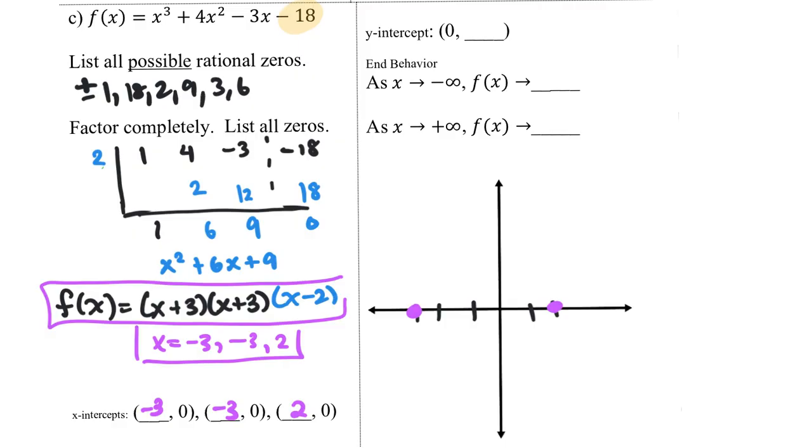Okay, what's my y-intercept? The constant at the end, so 0, negative 18, which means it's low. So I'll just put it down here and label it so I don't have to make an actual scale.